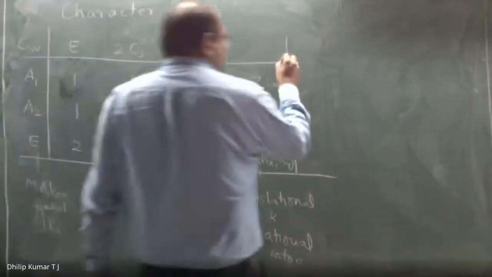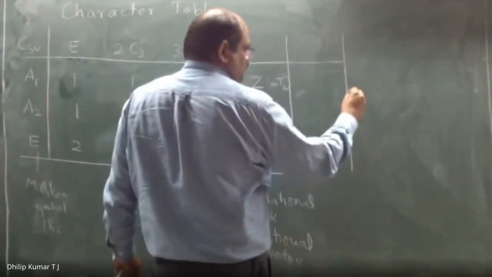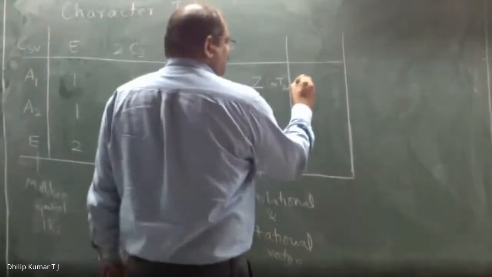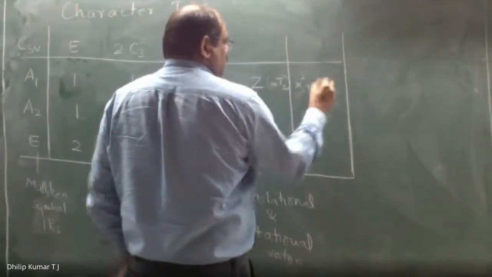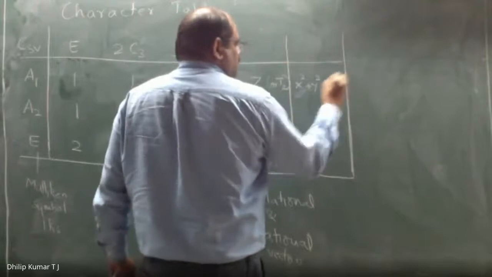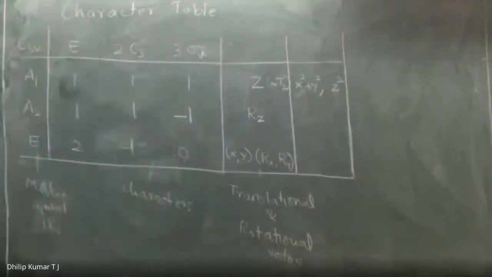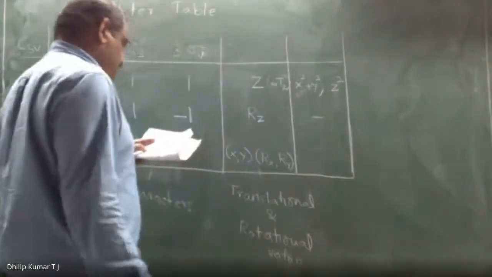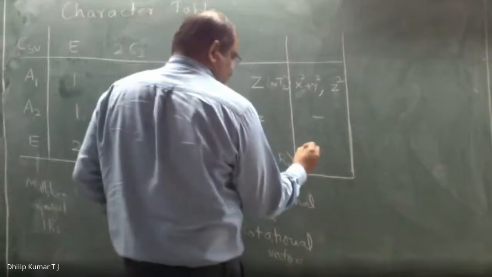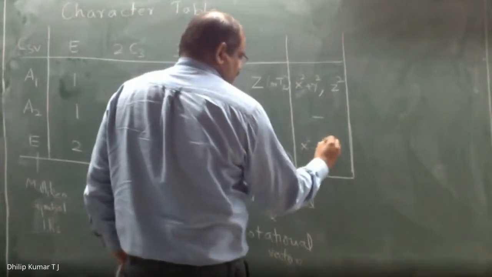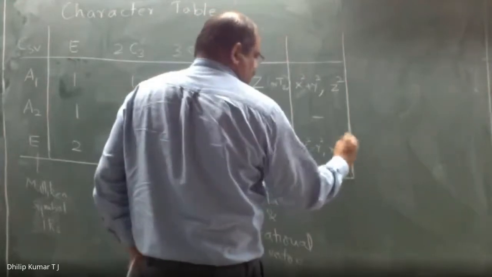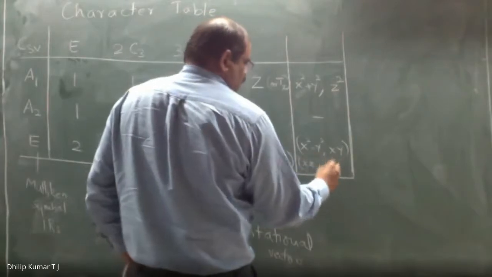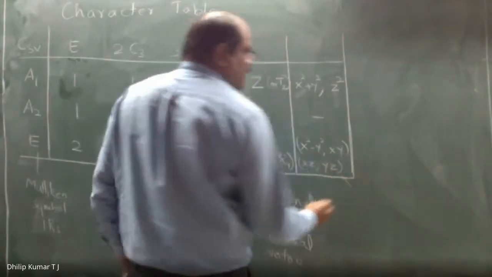And the last column, there's one more column. I'll just write the details; we'll see when we study metal complexes. So this is x square plus y square, comma z square for A1, and there won't be anything here for A2. And the last one has x square minus y square, xy, and then xz, yz. So the last column is called binary products.